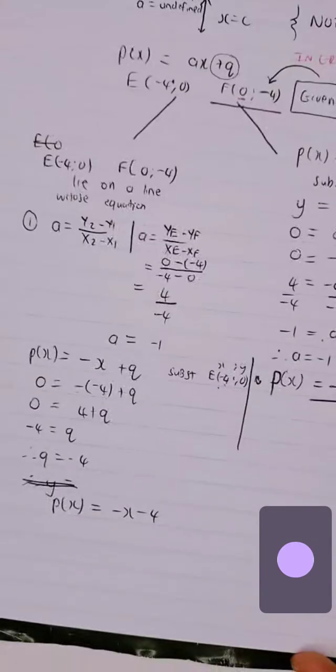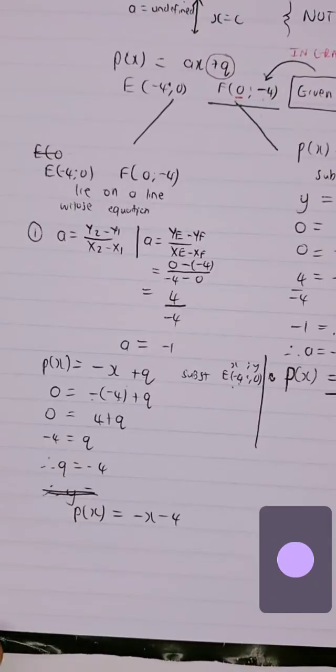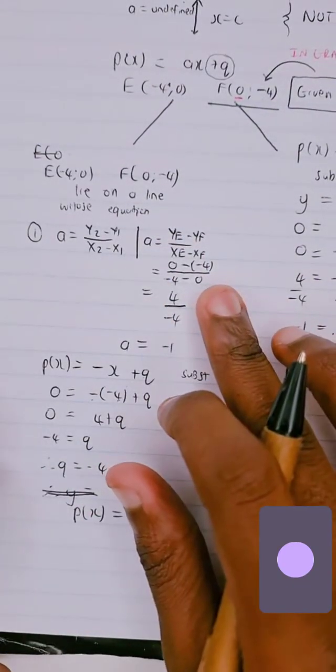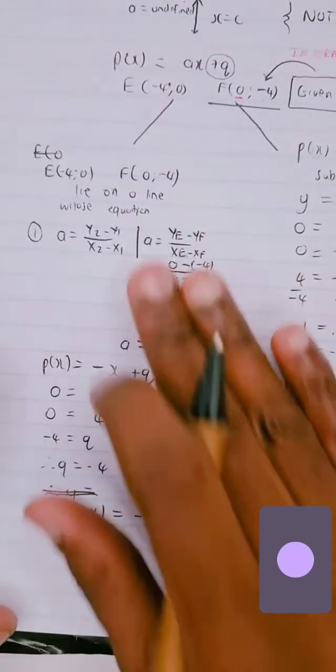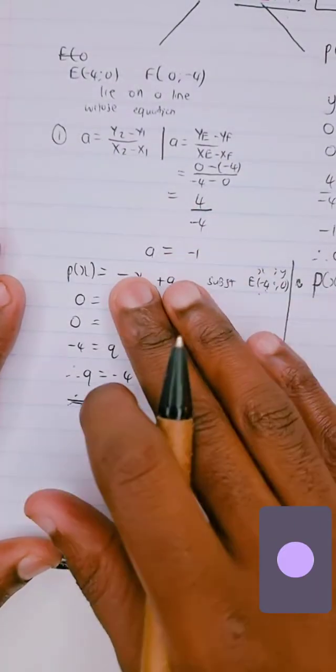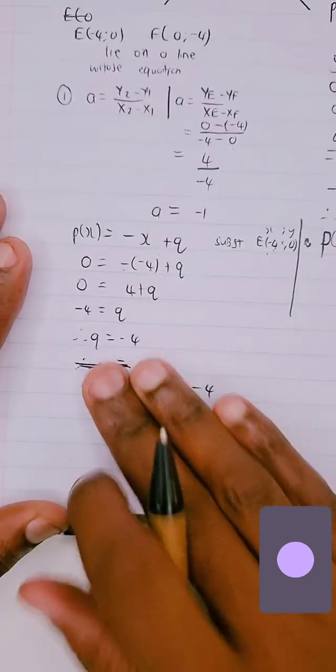So I've just recapped 2 ways in which we can get the equation. Sometimes you may not get the 2 points being the y-intercept. If you don't have one of the points being a y-intercept, then you are going to have to use the gradient formula first and foremost. Then after finding the gradient, you substitute a specific point, solve for q, and then you get the function. Okay, does that make sense?